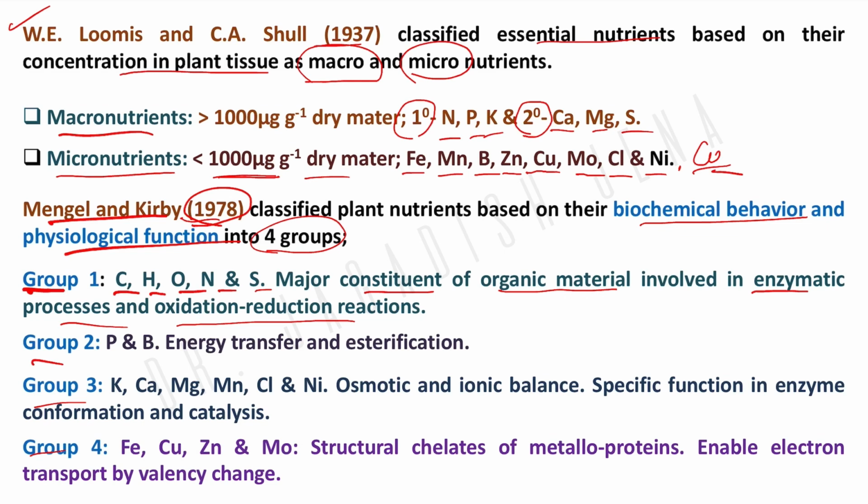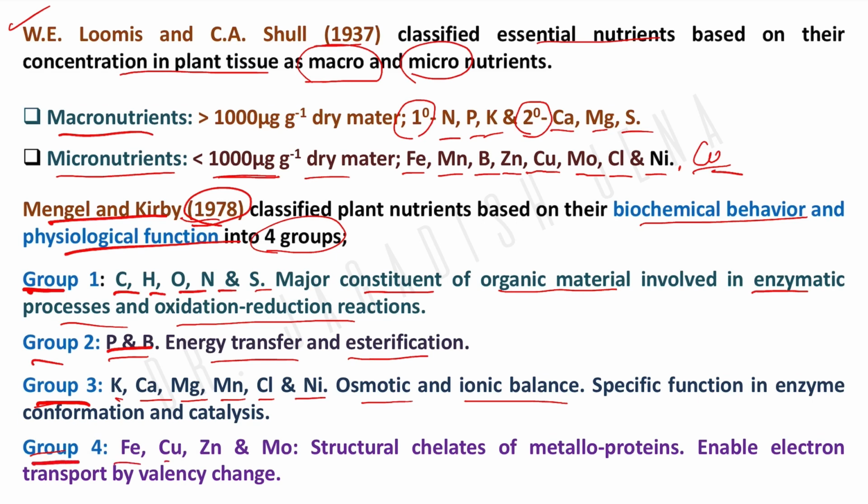Mostly they take part in the biomolecular constituents. Group 2 is phosphorus and boron. The major role is energy transfer and esterification. Group 3 consists of potassium, calcium, magnesium, manganese, chlorine, nickel. They are mostly used in osmotic and ionic balance in the plant system. Specifically, they are associated with certain enzymes also.